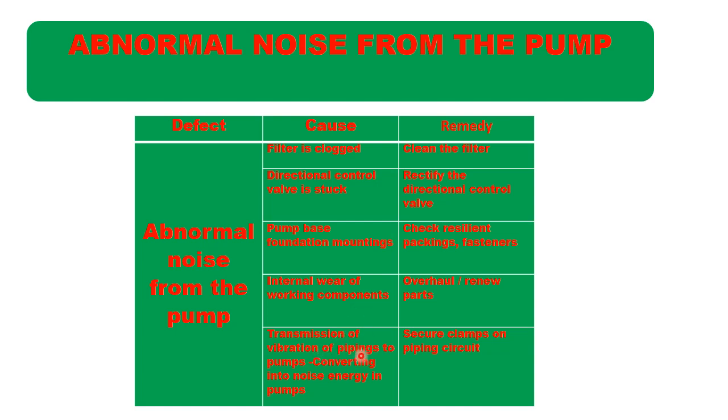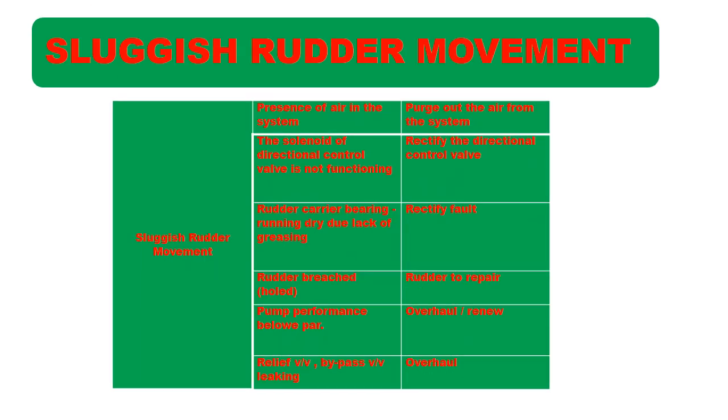Transmission of vibration of the pipings and pumpings which are connected to the pumps. Of course, the vibration also causes noise, converting the vibrational energy into noisy energy in the pumps. So this is a very common part and it has to be checked. If any clamps, or anything which is holding the pipes and all, are loose, they have to be secured.